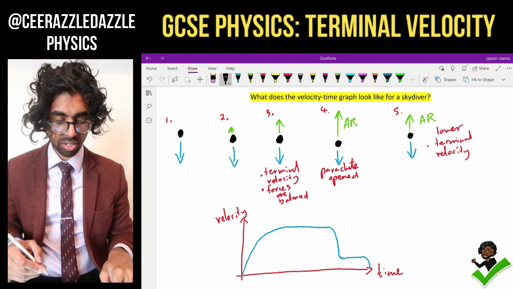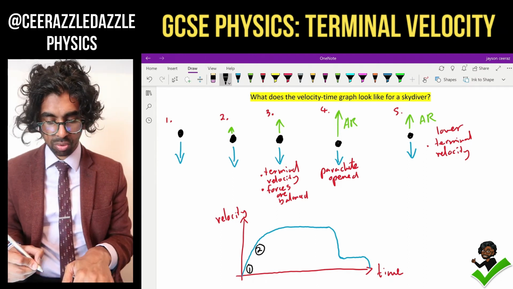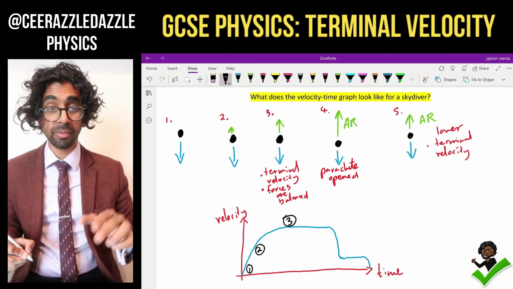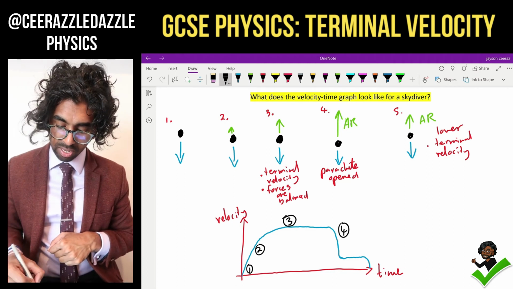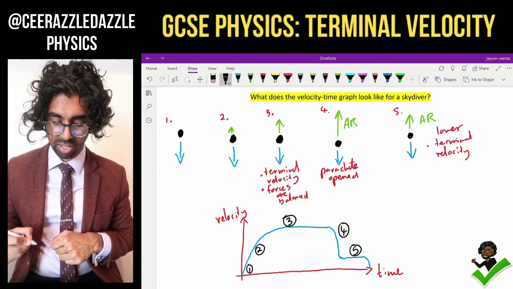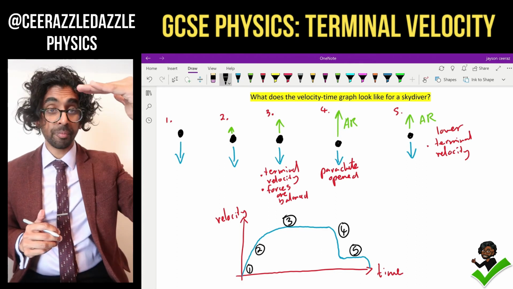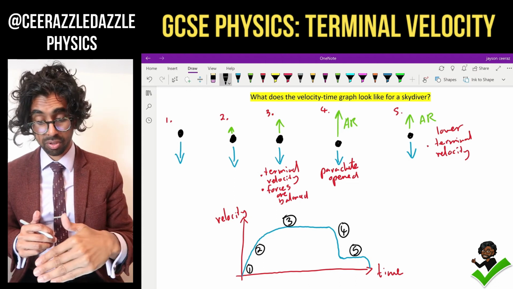So let's label different points. Point number 1 is there, number 2 is there, stage 2. Stage 3, balanced forces, at terminal velocity, it's over here. Stage 4, when I'm decelerating, it's over there. And 5, lower terminal velocity, is over here. Make sure you can match them up. You understand the reason why I've matched those parts of the journey to these stages of the graph.